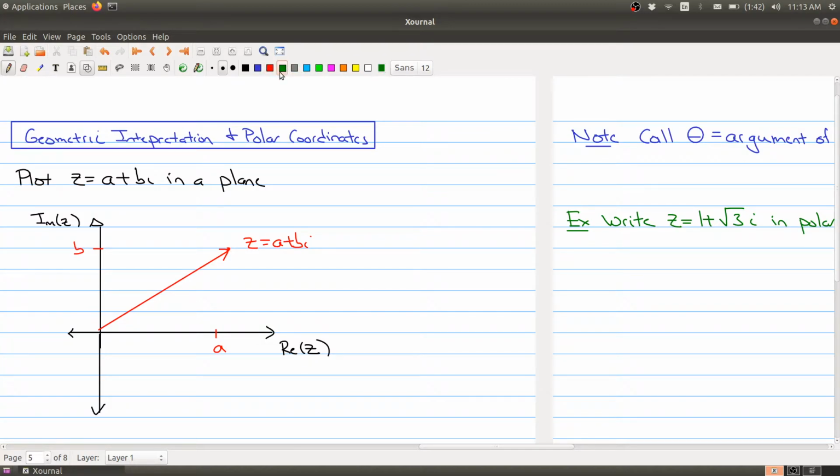Now, why is this interesting? It's because you can actually start seeing where the conjugate and the modulus are showing up. We'll start with the modulus, because if you look at the length of this vector using the Pythagorean theorem, you know that the length of this vector is the square root of a squared plus b squared. But that's just by definition the modulus, right? So this is the modulus. So the modulus is actually telling us something about the length of the vector if we were to plot it in the complex plane.